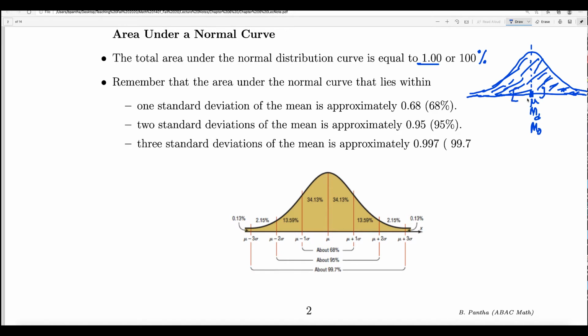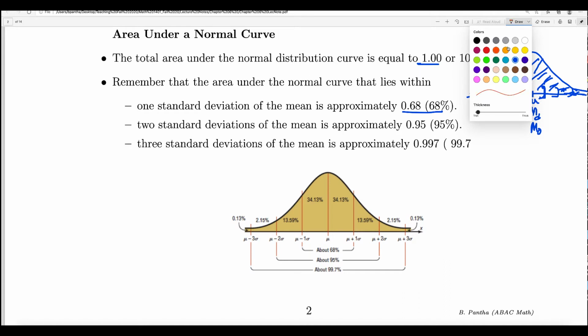we want to know what percentage of the data, or what percentage of the area, is within 1 standard deviation from the mean, within 2 standard deviations from the mean, within 3 standard deviations from the mean, and so on. Okay, so let us see that. Remember that the area under the normal curve that lies within 1 standard deviation of the mean is approximately 68%, meaning about 68% of the area, because the total area under this curve is 100%, right?